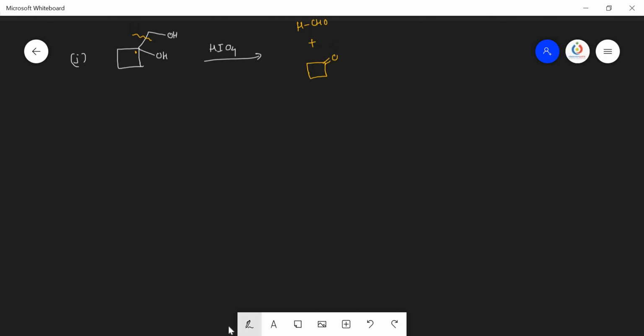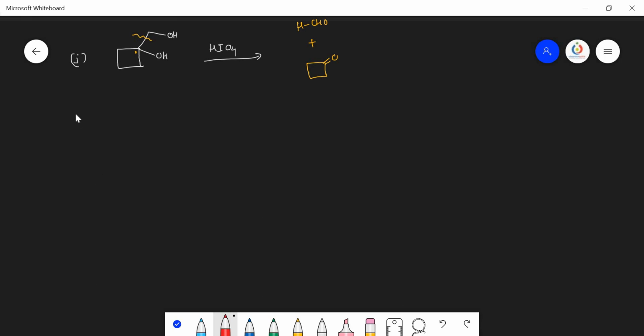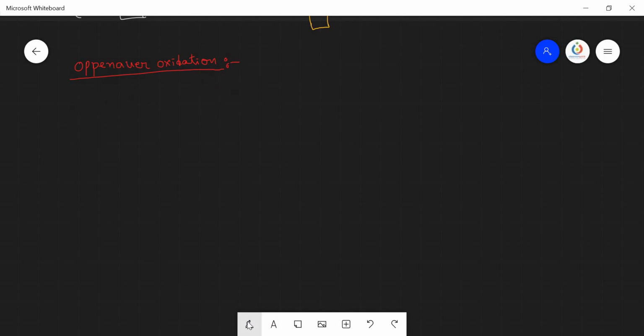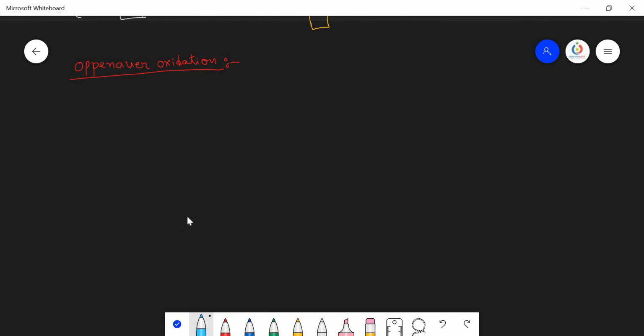Now let us see one of the important reactions, that is Oppenauer oxidation. Oppenauer oxidation is a very simple reaction. It is also one of the important oxidations, in which we take a secondary alcohol. This secondary alcohol is treated with a ketone. Usually we take acetone here.